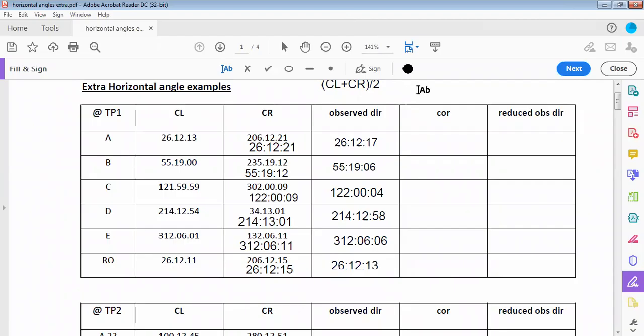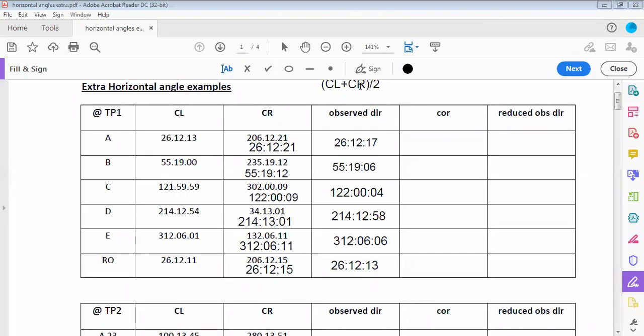Can I do the corrections? Sorry. Hello? Hello, can you hear me? Yes, I can hear you. I wanted to ask with regards to circle left and circle right. Yes.